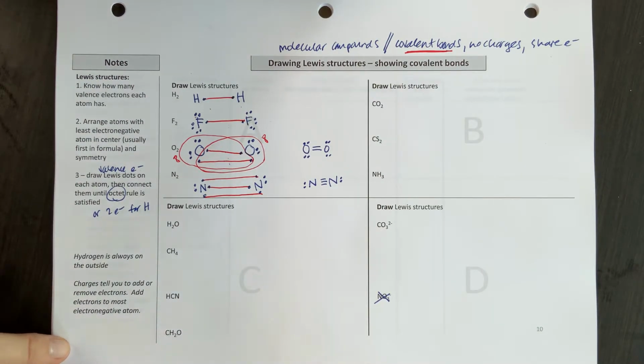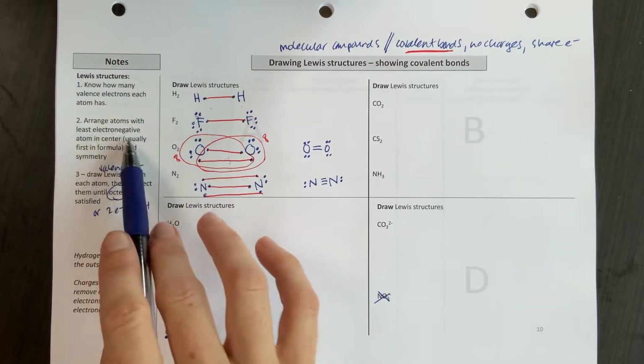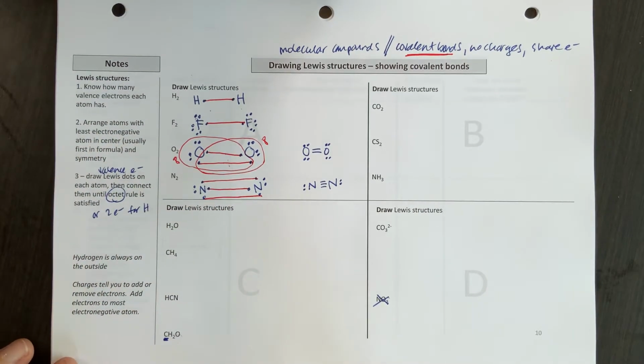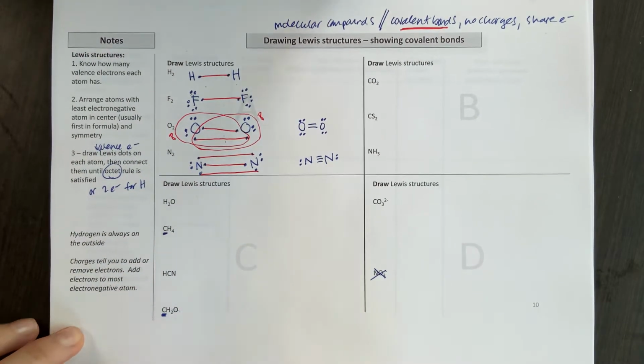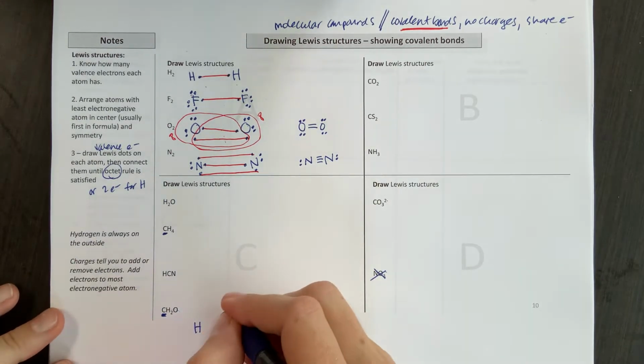I'm going to jump down here to the CH2O, which is formaldehyde, the chemical that they use to store specimens in a biolab. So as I look at CH2O, this is an organic molecule, so it's got a carbon in the center of it. When I arrange the atoms, with organic molecules, you're going to default to putting carbon in the center of your molecules. So that means if I put carbon in the center, with symmetry, I see I have two hydrogens. So let's put a hydrogen on either side of it, and then an oxygen maybe above here.